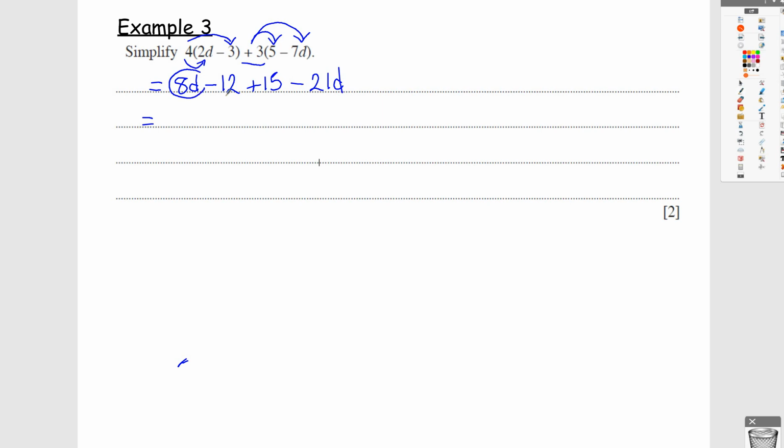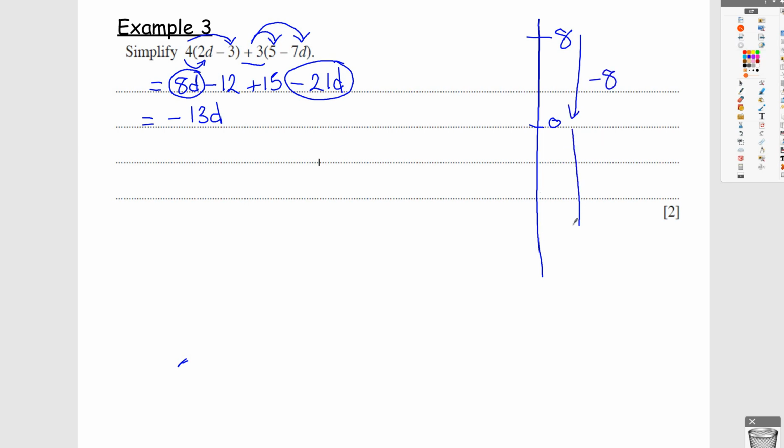So circle the first term. Is there a like term to that? Yes, here. So we've got 8d minus 21d, which will give us minus 13d. If you want, draw yourself a number line to help you. Think about the fact that you're on 8. Where's 0? Well, to go down to 0, you'd minus 8. We need to go down minus 21 altogether, so we need to go down another 13. So that places us on minus 13.